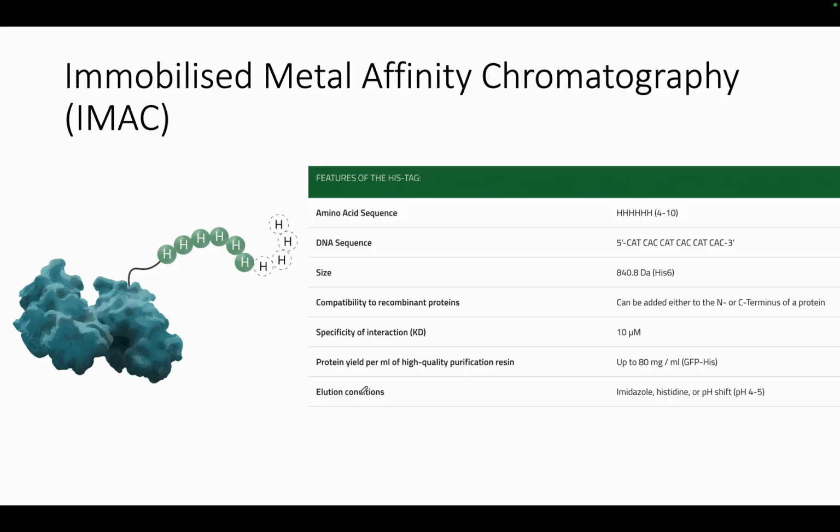Elution conditions: how can we remove it from the column? One is using excess histidine, which will compete with the histidine tag. We can use a pH shift, so we destroy the interaction between histidine and the metal. Or we can use imidazole, which is a small molecule with a structure similar to histidine, so it is again acting as a competitive elution.